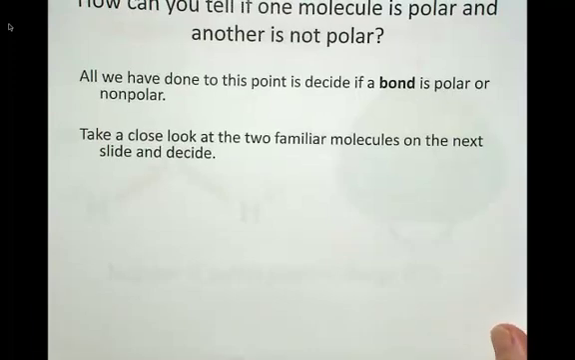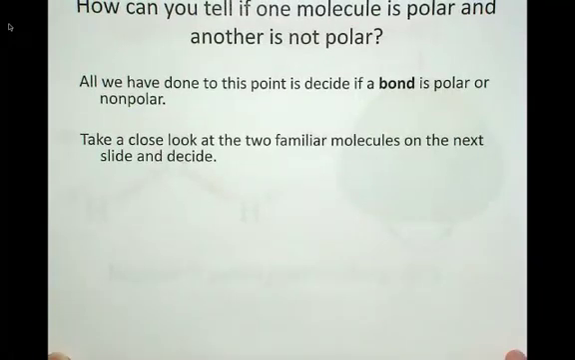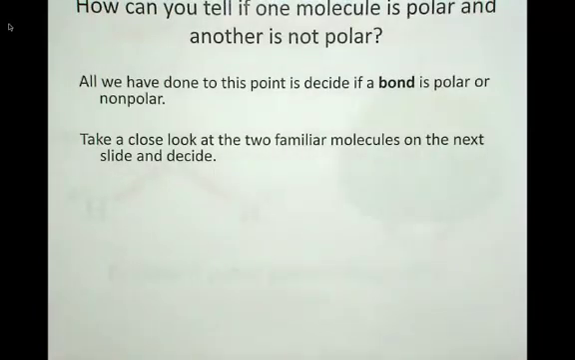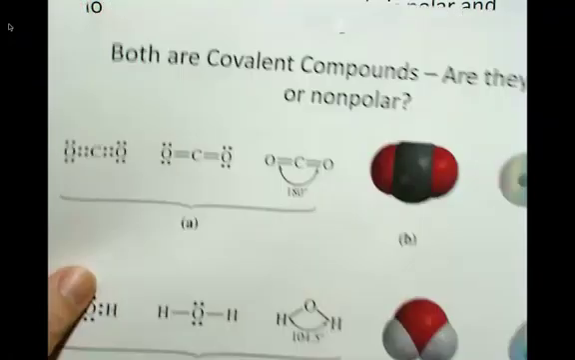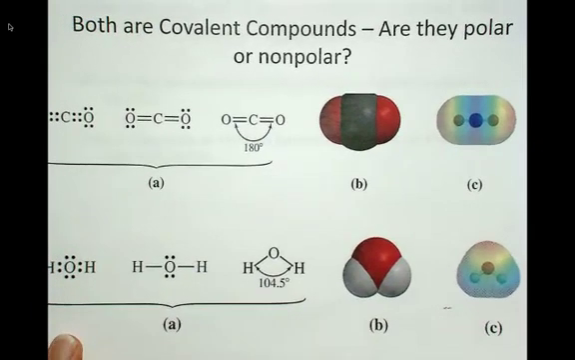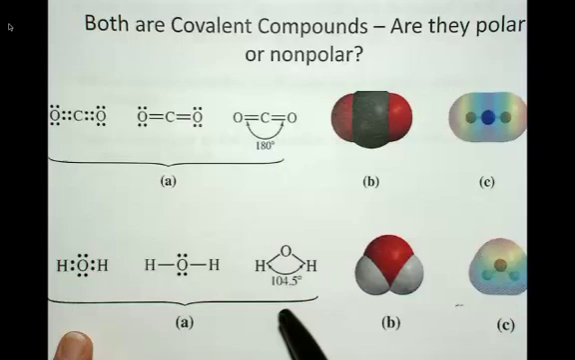All right, so far we've just talked about the bond. Now we want to figure out how do we know if a molecule is polar or not. Okay, and I think you've figured out what's going on here, but let's just march through this systematically. Here's an example. Are these molecules polar or nonpolar? We've got carbon dioxide and water.